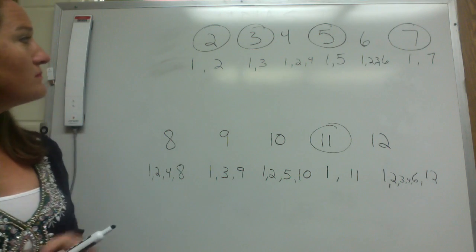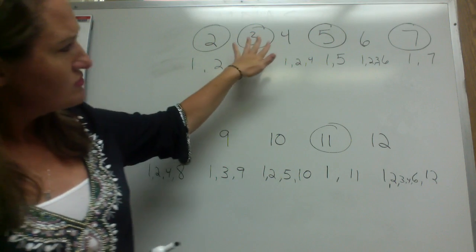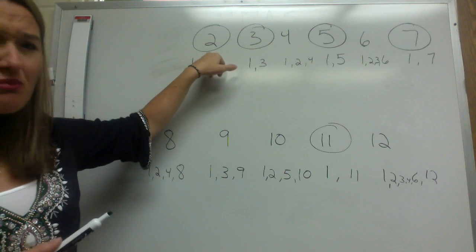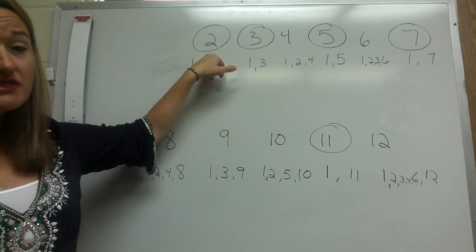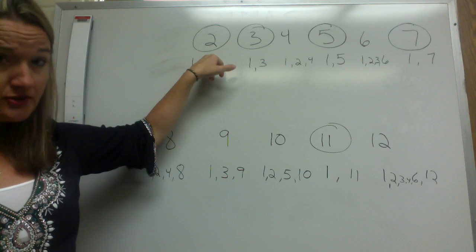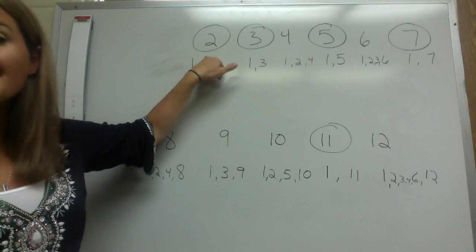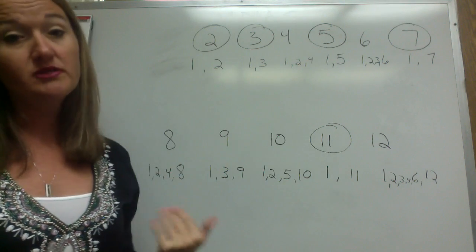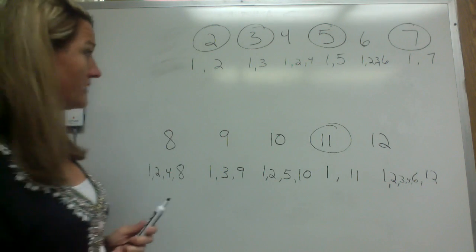The one thing you'll notice is that most of the prime numbers are odd. With the exception of 2, all prime numbers are going to be odd, because if it's not odd, it's even, and therefore it's divisible by 2. So 2 is the only even prime number. Every prime number beyond 2 is going to be an odd number.